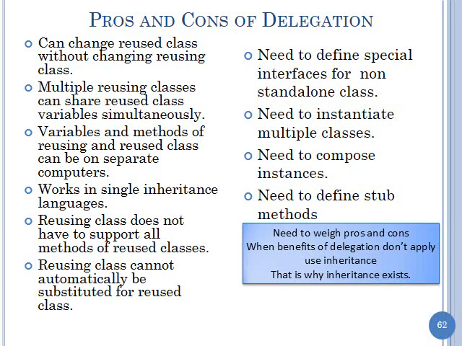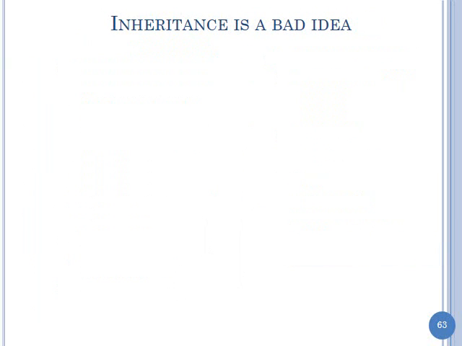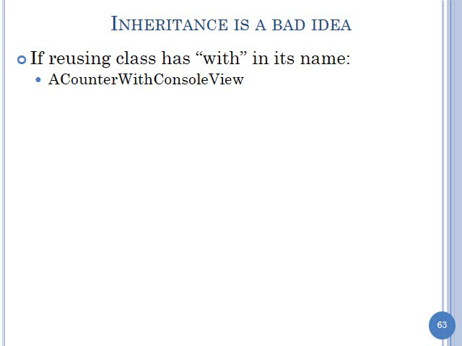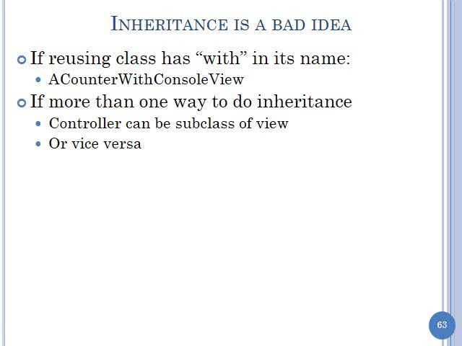Let me give you some examples. Inheriting is a bad idea if a reusing class has a "with" in its name. What were the names I gave? I said a counter with console view. "With" means something, I contain something. So that console view is contained in a counter or vice versa. So if you have to name your classes with "with," then it really means that you should use delegation.